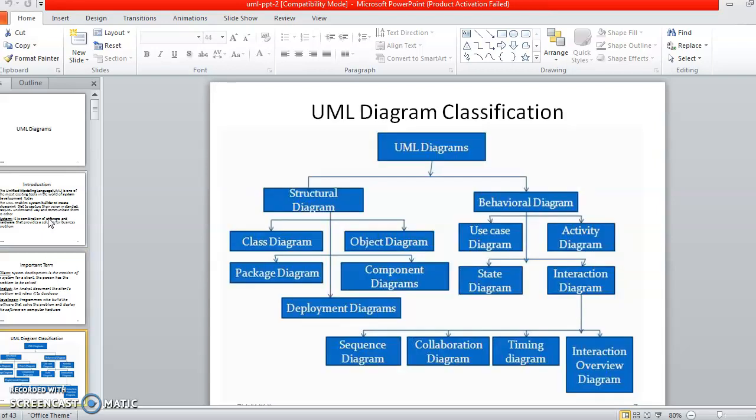This structure shows the UML diagram classification. UML diagrams first of all divide into two parts. It may be static or structural diagrams, or dynamic or behavioral diagrams. The structural diagram is divided into class diagram, object diagram, package diagram, component diagram and deployment diagram. Then behavioral diagrams: use case diagrams, activity diagrams, state diagram, and interaction diagrams, which include sequence, collaboration, timing and interaction overview diagrams.